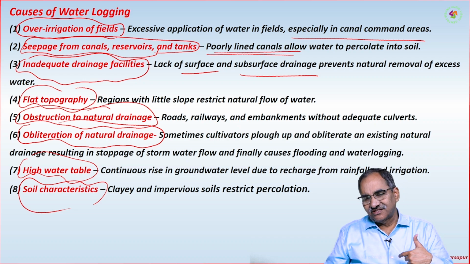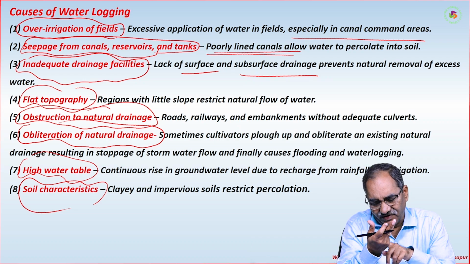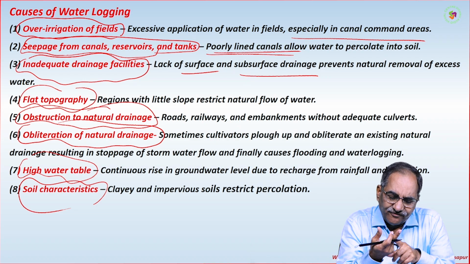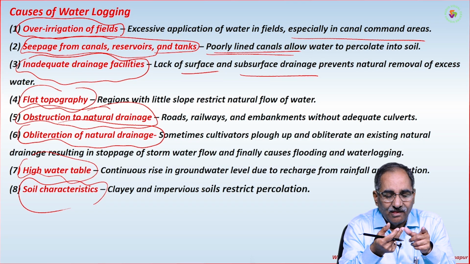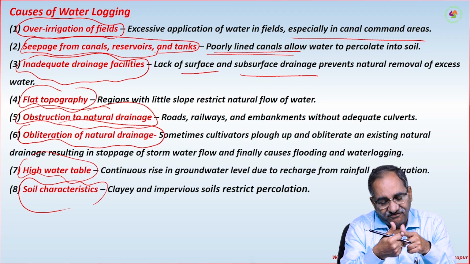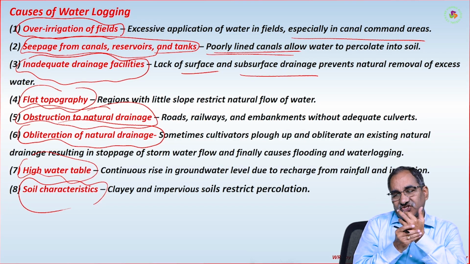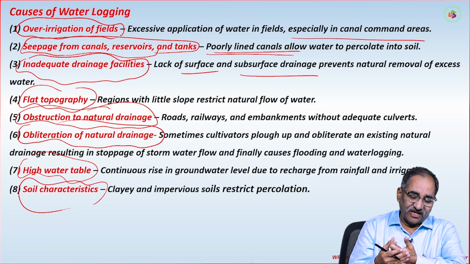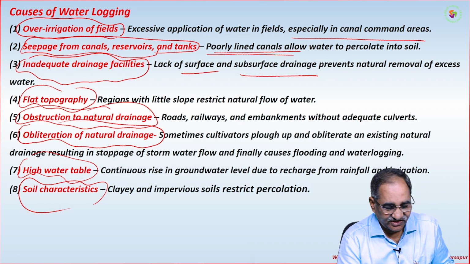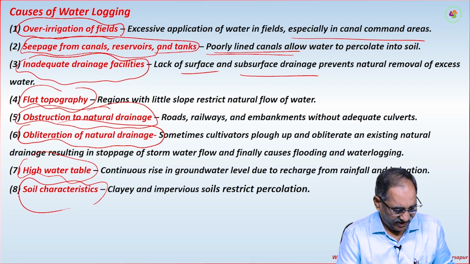So what are the causes of waterlogging? If you go for over irrigation, or if there is seepage from the nearby canals, or inadequate drainage facilities, flat topography, obstruction of natural drainage, obliteration of natural drainage, high water table, and soil characteristics. These are the causes for waterlogging.